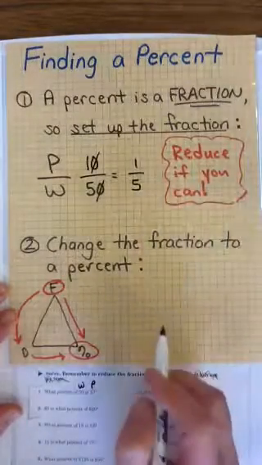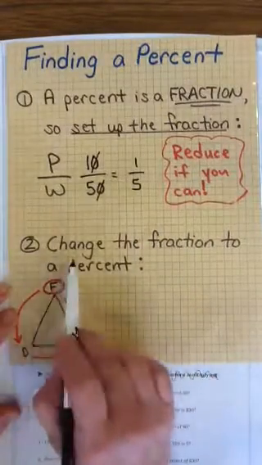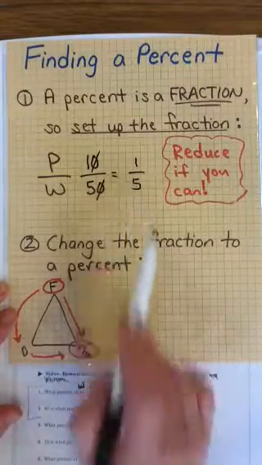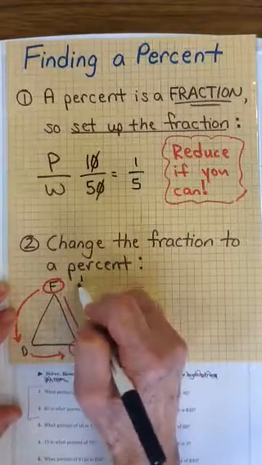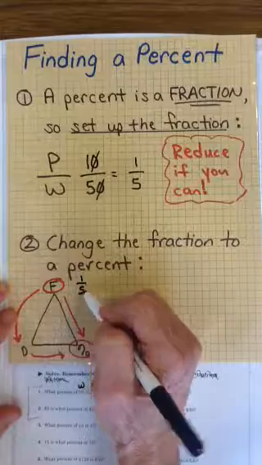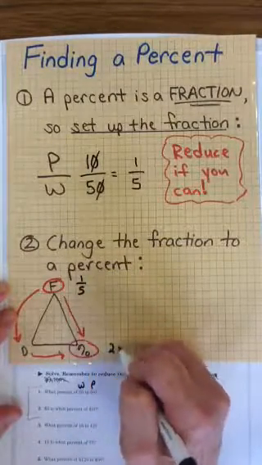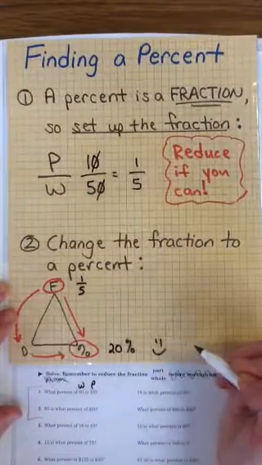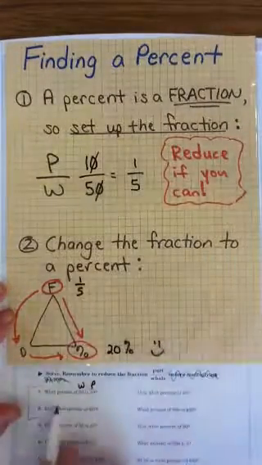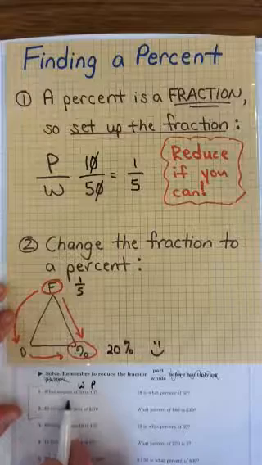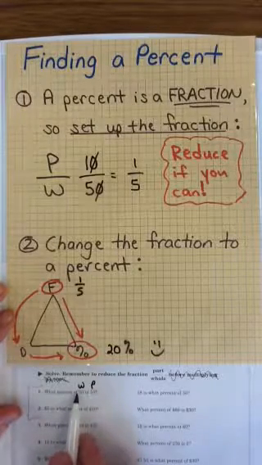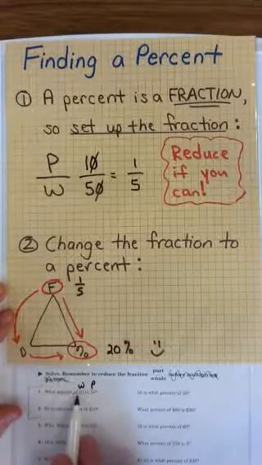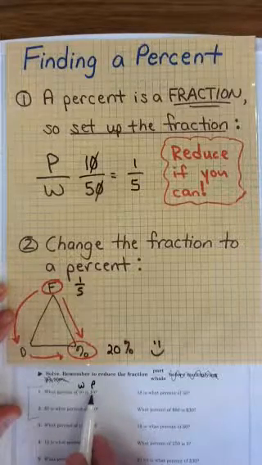Well, that's lucky because step 2 is changing that fraction to a percent. And 1/5 is one of our common fractions, and we already know that 1/5 is equal to 20%. We're done. That's it. So 20% of 50 is 10.